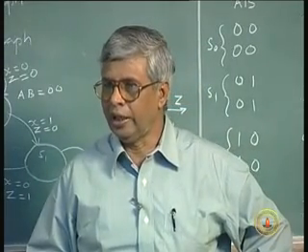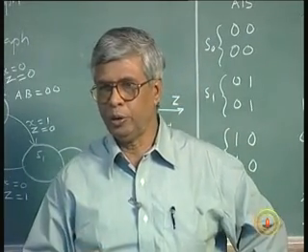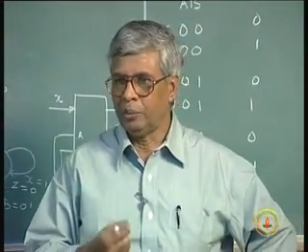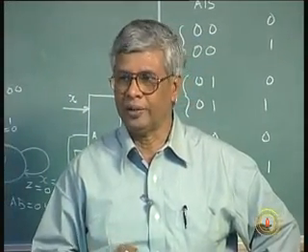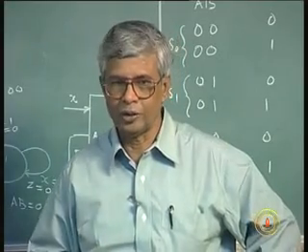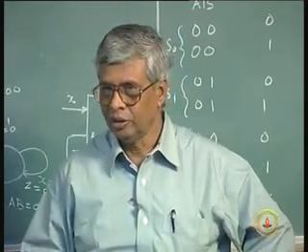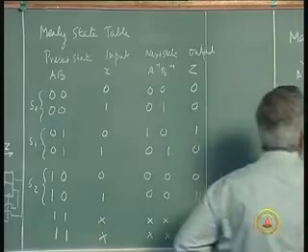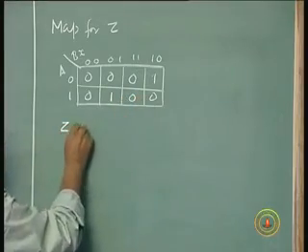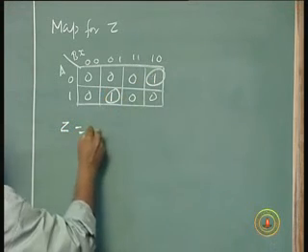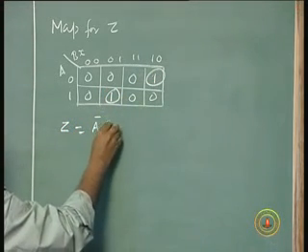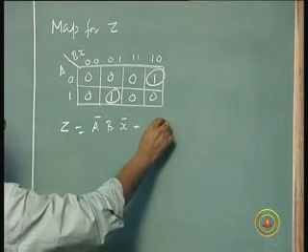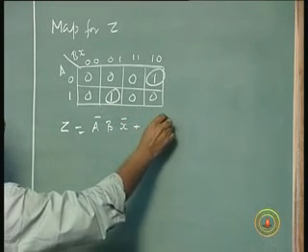When you put a don't care in the map, sometimes the don't cares will be treated as 1 when you draw the map to simplify it. That may result in a glitch which is not required. Glitch itself is not required. So I will put 0, 0. So my output would be A bar B X bar or A B bar X.